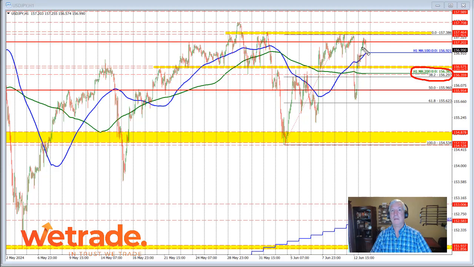In between this extreme and this swing area, and this swing area is a 100-hour moving average, comes in 156.92, and as you can see, we're trading just above that level now as the buyers come back into the market after the weaker data today.